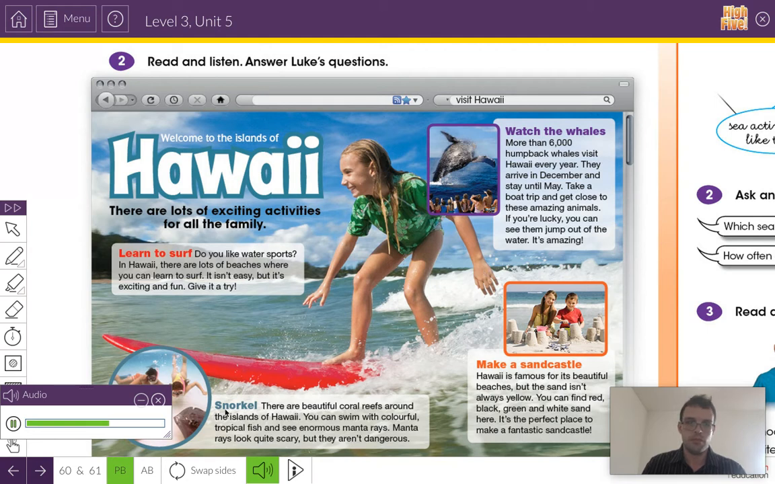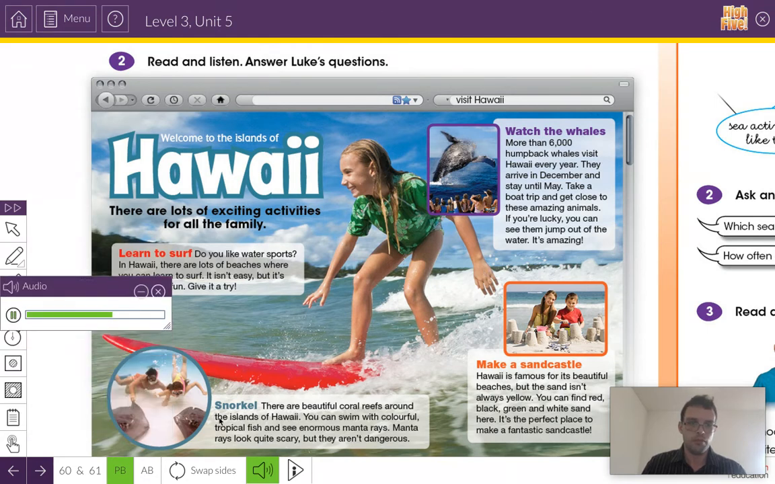Snorkel. There are beautiful coral reefs around the islands of Hawaii. You can swim with colourful tropical fish and see enormous manta rays. Manta rays look quite scary, but they aren't dangerous.